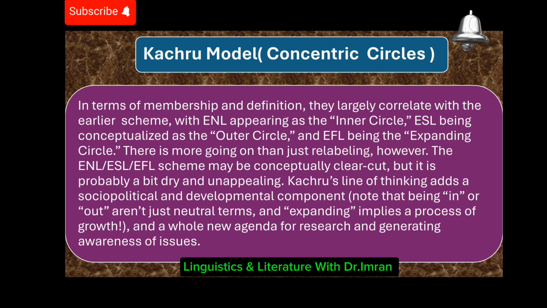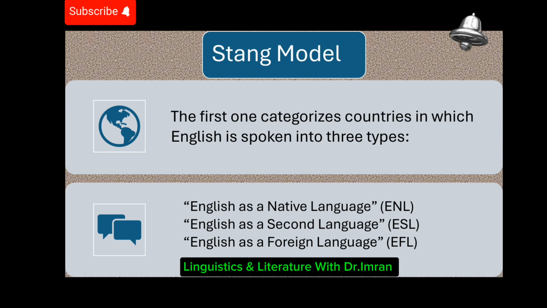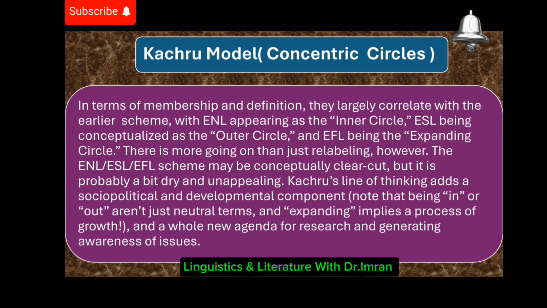So this model is related to the Strange model, but it is a different one. How it is different, we'll discuss now. In the Strange model, he uses English as a native language. Kachru uses the inner circle of English. Strange uses English as a second language. Kachru uses the outer circle of English. Strange uses English as a foreign language, and Kachru uses the expanding circle of the English language.